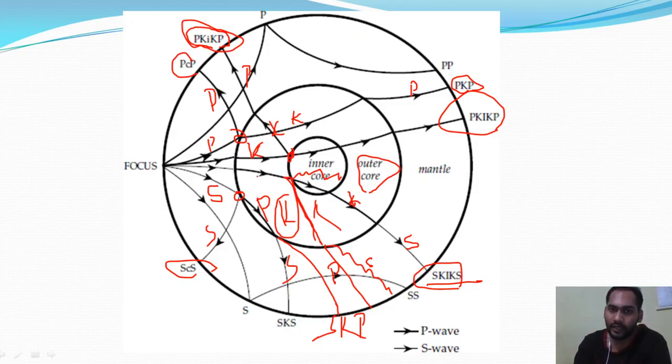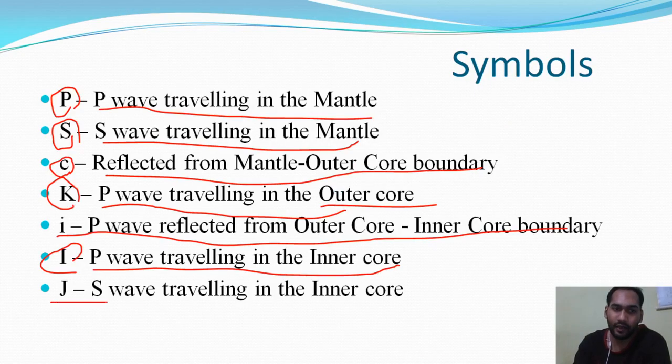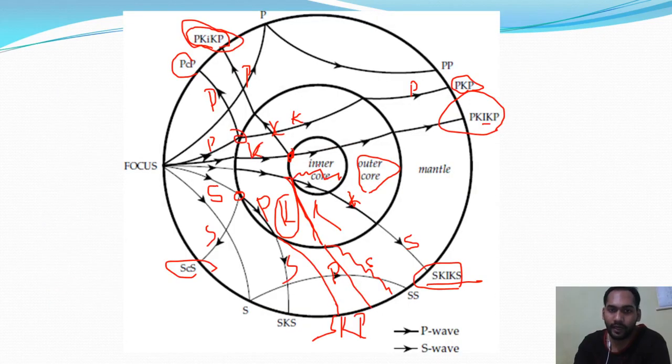So the S wave or P wave which is traveling in the outer core as P, that can enter the inner core as P or S. If it travels in the inner core as P, then we will name it as capital I. Or else if it will travel here as S, then we will name it as J. S wave through inner core, that is your capital J. So if it is traveling here as S wave, then I will name it as J.